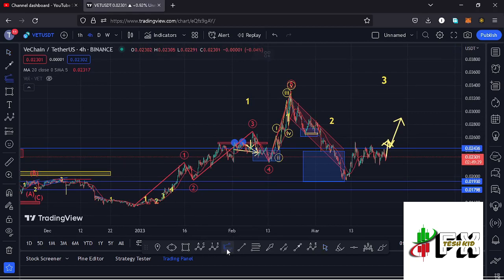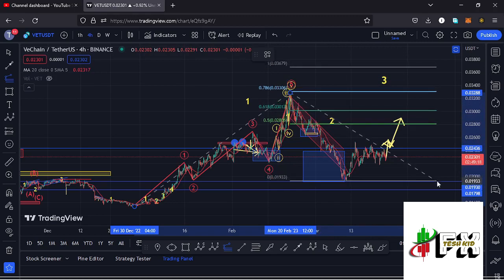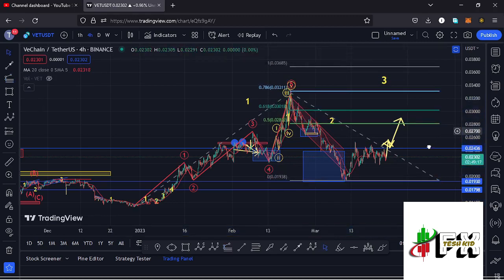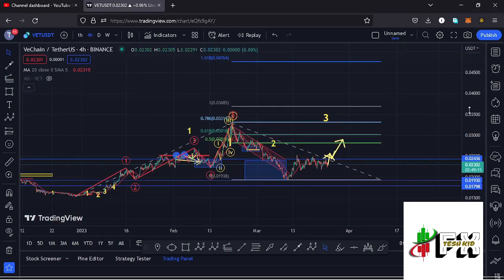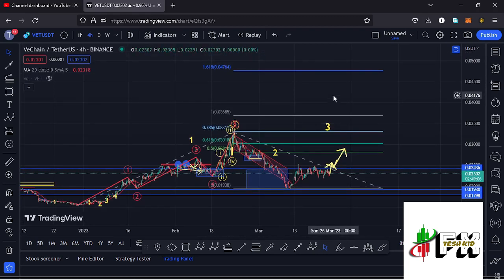Allow me to first sketch out a target area to the upper side in the formation of that wave 3 by connecting the trend-based Fibonacci from the low of the first wave to the high of that wave 1, then dragging the fibs to the low of the second wave, and that gives me a minimum target area to the upper side in the formation of that wave 3 at the fib level 1.618, and that is at around the $0.04764 mark, and that is the minimum that I'm expecting that wave 3 to the upper side to do.